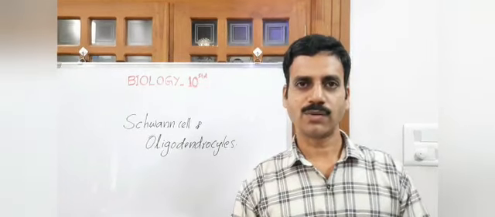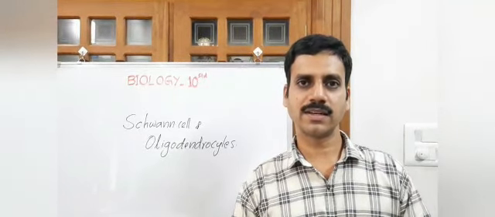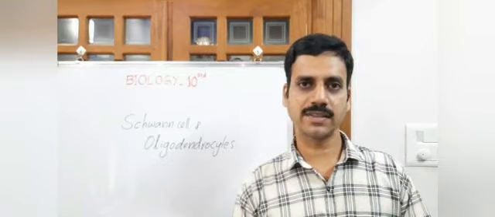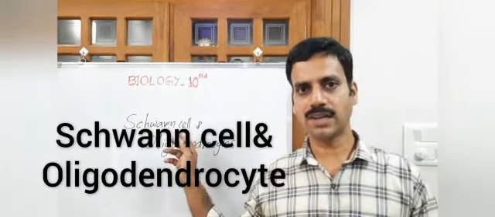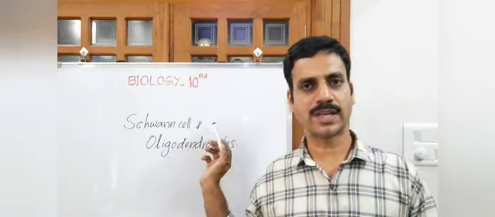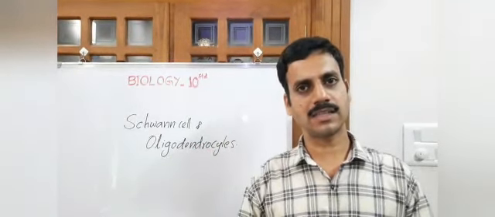Do you know what is the difference between Schwann cell and oligodendrocyte? Let us see. Myelin sheath in the nerves is formed of Schwann cells, while myelin sheath in the brain and spinal cord is formed of specialized cells called oligodendrocytes.